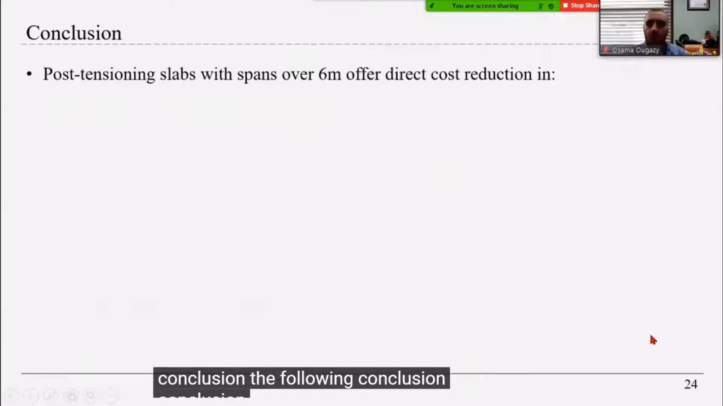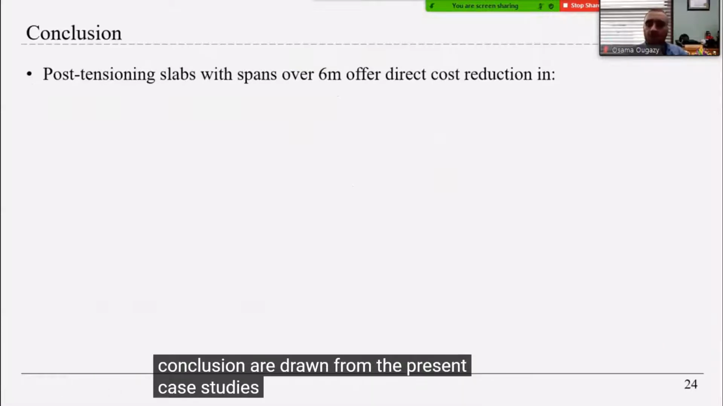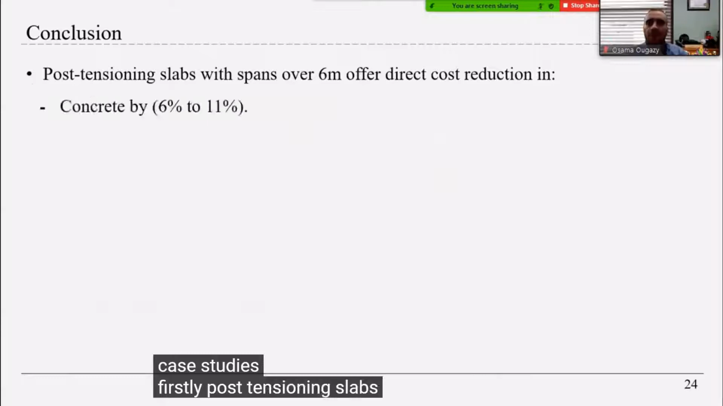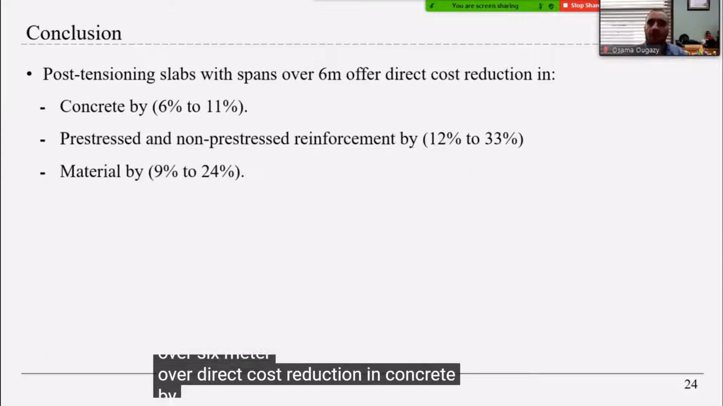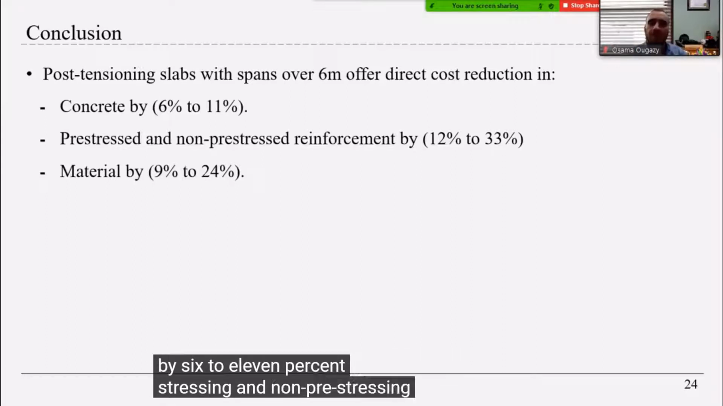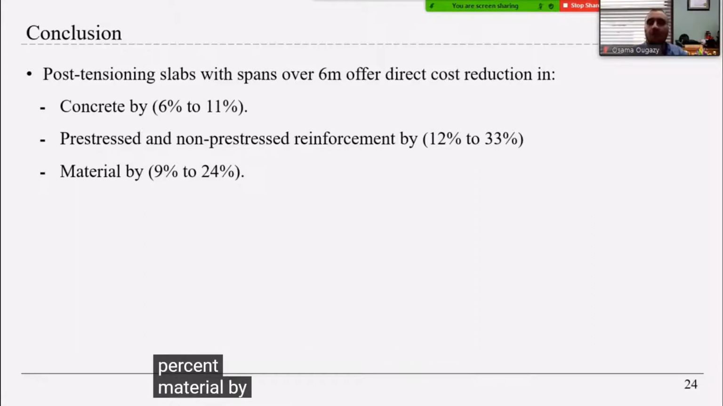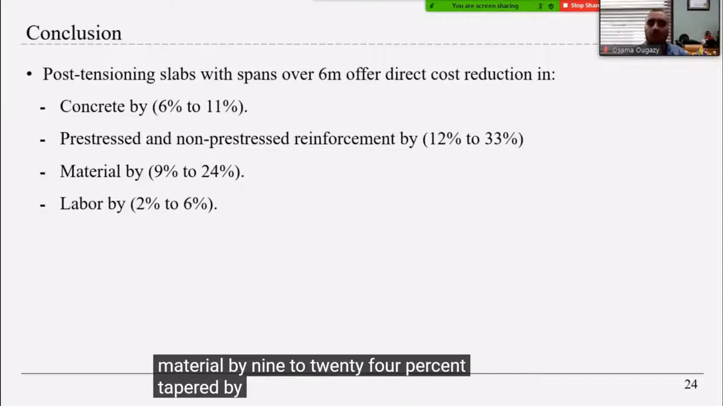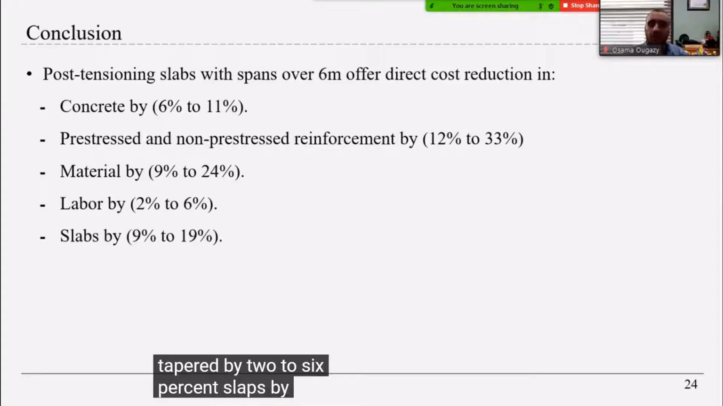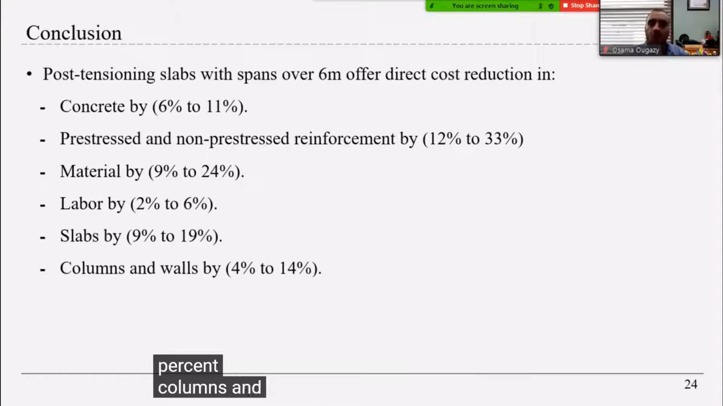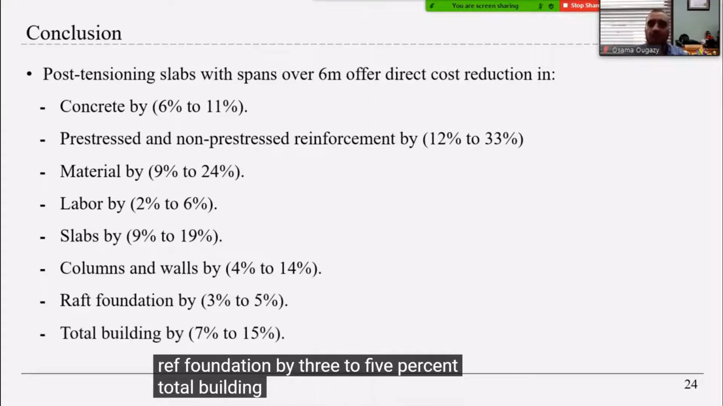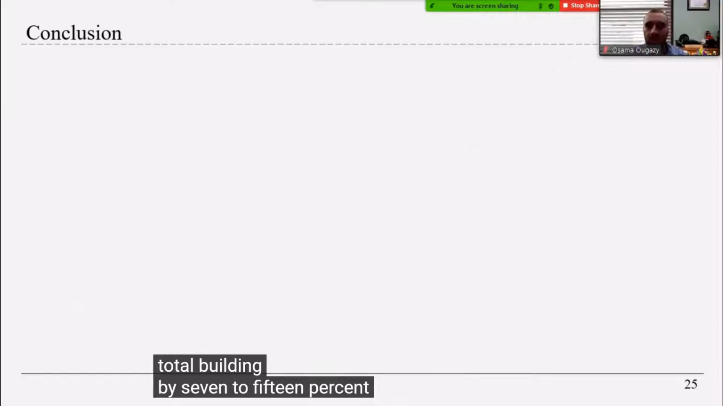The following conclusions are drawn from the present case study. Firstly, post-tension slabs with spans over 6 meters offer direct cost reduction in concrete by 6 to 11%, pre-stressing and non-pre-stressing reinforcement by 12 to 33%, material by 9 to 24%, labor by 2 to 6%, slabs by 9 to 19%, columns and walls by 4 to 14%, foundation by 3 to 5%, total building by 7 to 15%.